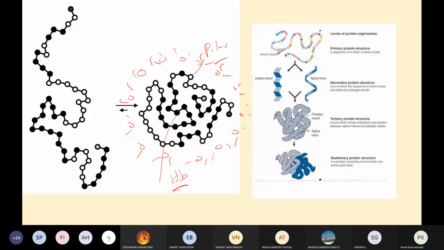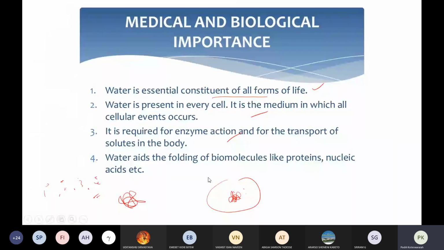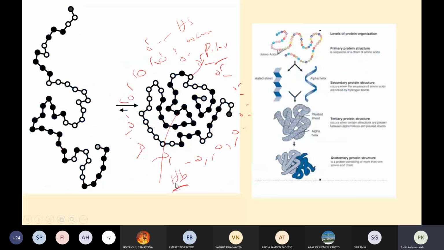So here the water facilitates the folding of the polypeptide chain into its three-dimensional structure, because the hydrophobic amino acids don't like interacting with the polar water molecules. Therefore, they are buried inside, whereas the polar amino acids stay on the surface and interact with the surrounding water. This water layer is also known as the hydration shell. So water helps in the folding of biological molecules, mainly proteins and nucleic acids and so on.